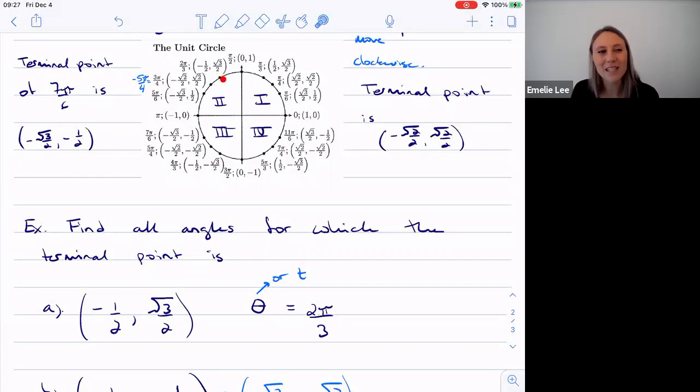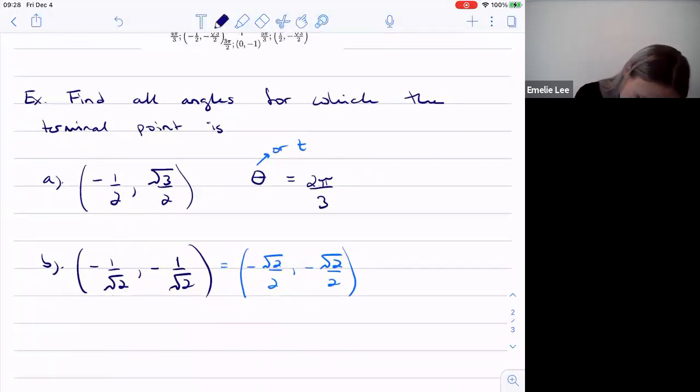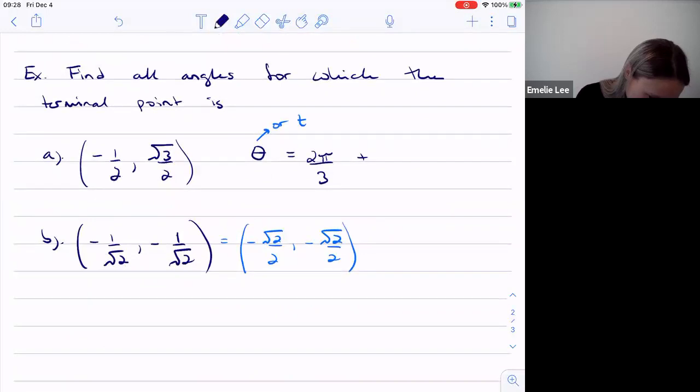But the thing is, I could move another 2 pi, right? So 2 pi over 3 plus 2 pi gets me back to that same terminal point, plus 2 pi gets me back to that same terminal point, plus 2 pi takes me back to that same terminal point, right? So I can add on multiples of 2 pi and still end up at that same terminal point. So what we do is plus 2k pi for k in the set of integers. I'm going to clean that up.